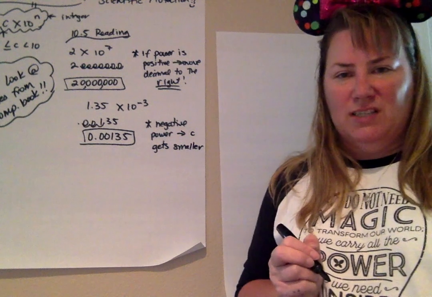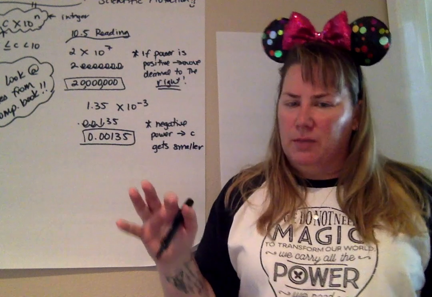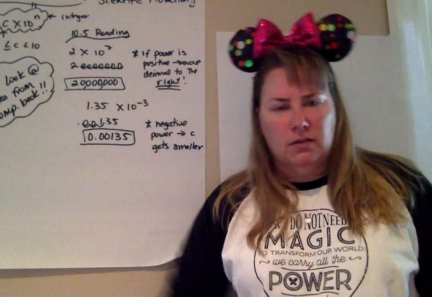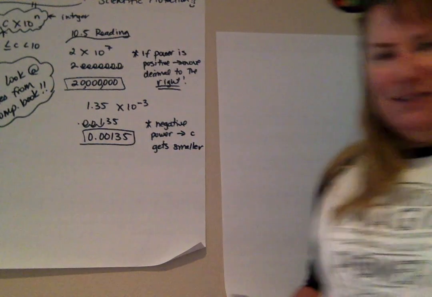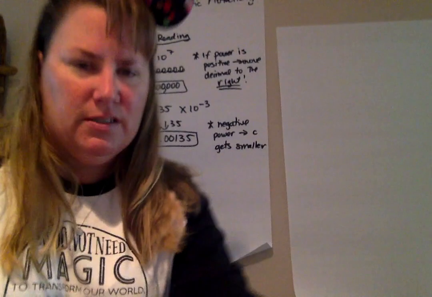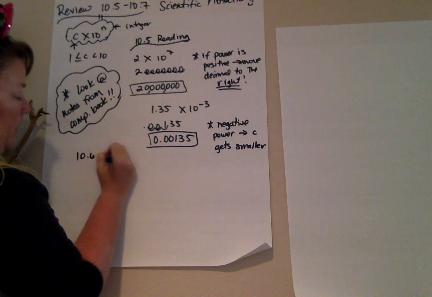All right, so that's 10.5 reading. I only did one of each problem. Remember, go back and check those notes from your composition book if you've been writing them in. All right, so 10.6. I'm coming back over here again, keep changing sides. So 10.6, now this is writing.